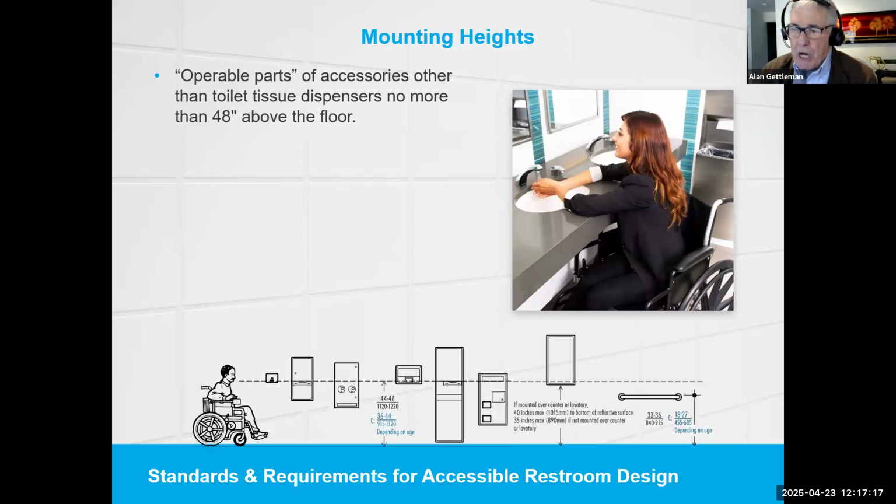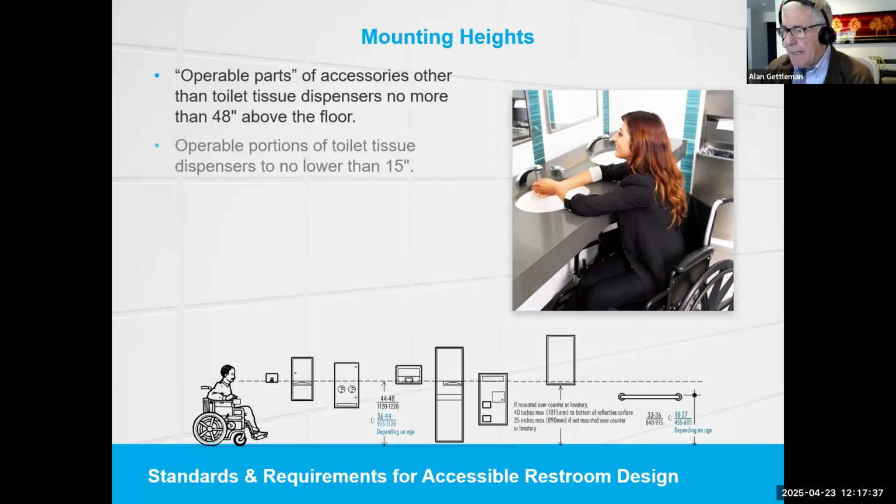It's important that you check the local codes. Just as an example, in the state of California, the maximum height of an operable part is not 48 inches, it's 40 inches. That's a significant difference. So know the local code.